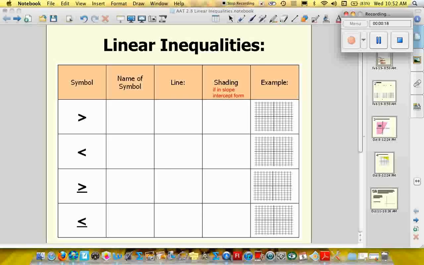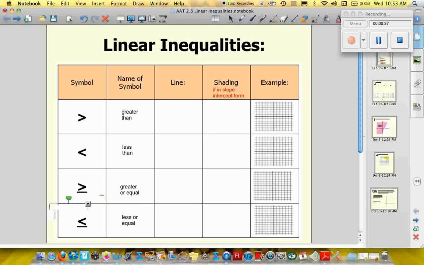And this has to do with less thans, greater thans. So let's just start out naming them. If I am open to the left, that is a greater than. If I'm open to the right, that is a less than. If I have the line underneath it, that is a greater or equal, or a less or equal.